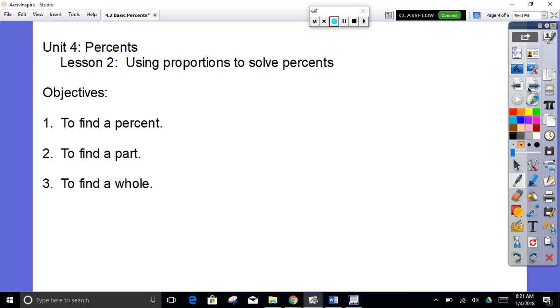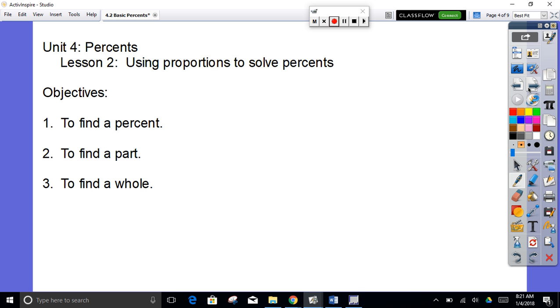Today's lesson is using proportions to solve percents. There are two ways to do percent problems. One is using proportions, the other is using equations. I'm not going to teach equations directly, but if some of you already are familiar with that, I can guide you in that. So we're going to mostly use proportions.